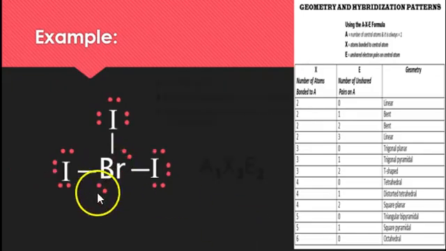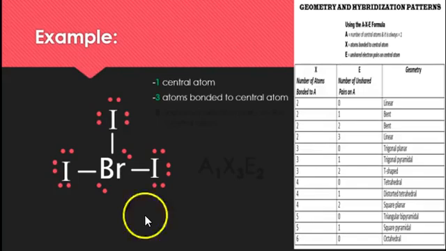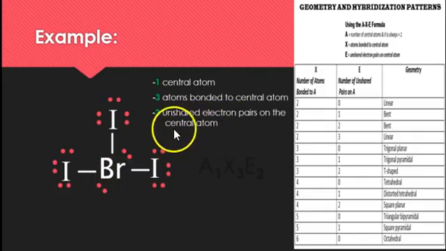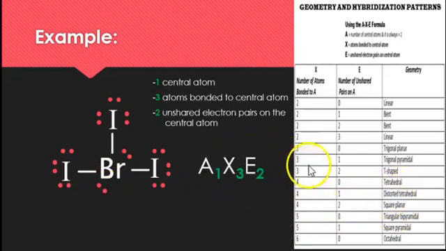All right, so what's the AXE for this molecule? Look at the structure that you have. All right, so I have 1 central atom, the Br. I have 3 I's bonded to the Br. And I have 2 unshared electron pairs, one over here and one over here. When you look up your 1, 3, 2, your 1, 3, 2 is going to be T-shaped.